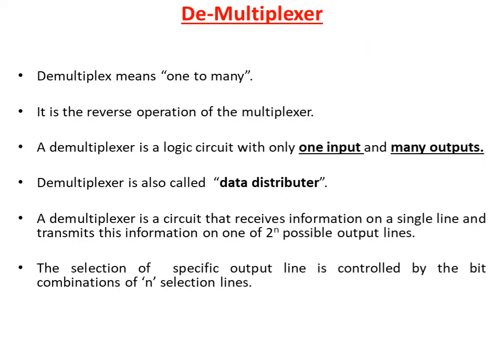Demultiplex means one to many. It is a reverse operation of the multiplexer. A demultiplexer is a combinational logic circuit with only one input and many outputs. It is also called a data distributor. It is a circuit that receives information on a single line and transmits this information on one of 2 power n possible output lines, and the selection of the specific output line is controlled by the bit combination of selection lines.